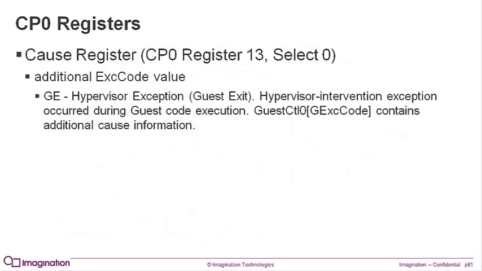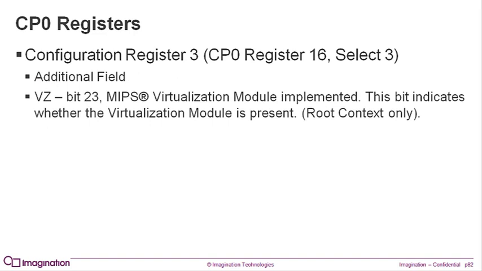There is a new code for the root cause exception field to indicate a guest exit or GE. The hypervisor exception routine will decode the exception code field and find it is a GE. It would then decode the guest exception code to further refine which exception it is. The root config register has a new field called VZ, which when set indicates that the virtualization module is implemented for the processor.